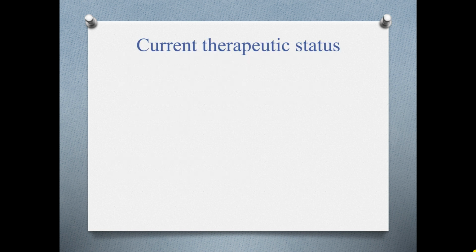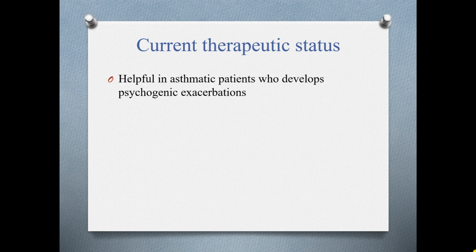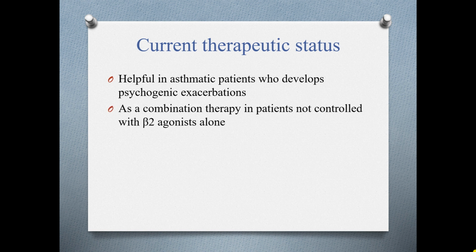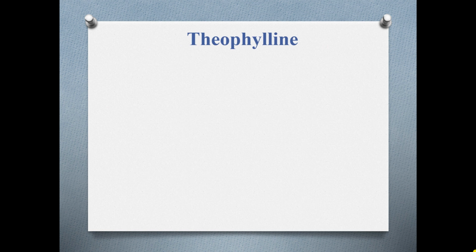What is the current therapeutic status of anticholinergic drugs in the treatment of bronchial asthma? They are helpful in asthmatic patients who develop psychogenic exacerbation. They can be given as combination therapy in patients who are not controlled with beta 2 agonist alone. In COPD, for acute stage management and for prophylaxis, they are also very useful.